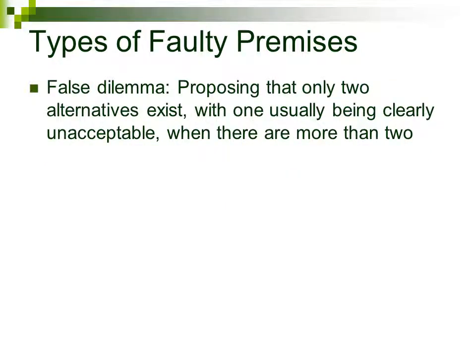The next type of faulty premise is a false dilemma, which is proposing that only two alternatives exist, with one usually being clearly unacceptable when there are really more than two. So you're asked to decide between two options, but one of them is clearly undesirable, so really there's only one logical option. But the point is that with the false dilemma, there are way more than these just two options that you're being presented with.